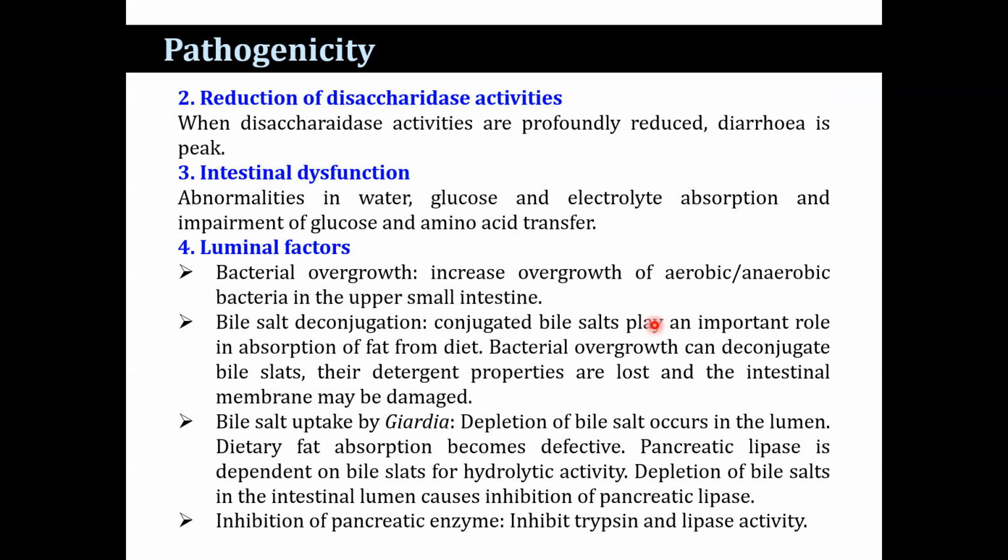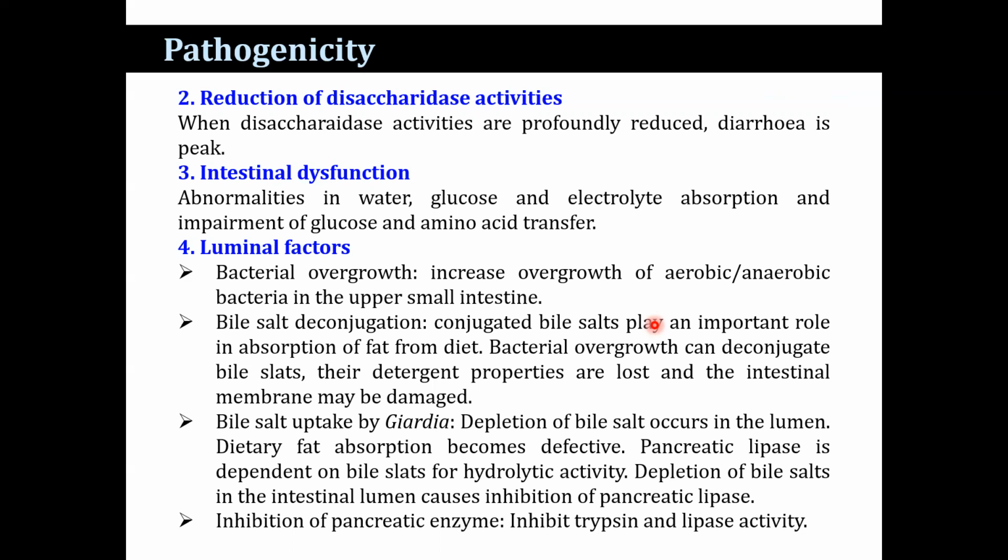And next, bile salt uptake by the Giardia. Depletion of the bile salts occurs in the lumen, and dietary fat absorption becomes defective. Pancreatic lipase is dependent on bile salts for hydrolytic activity. Depletion of bile salts in the intestinal lumen causes inhibition of the pancreatic lipase. And inhibition of the pancreatic enzymes especially inhibits trypsin and lipase activity.